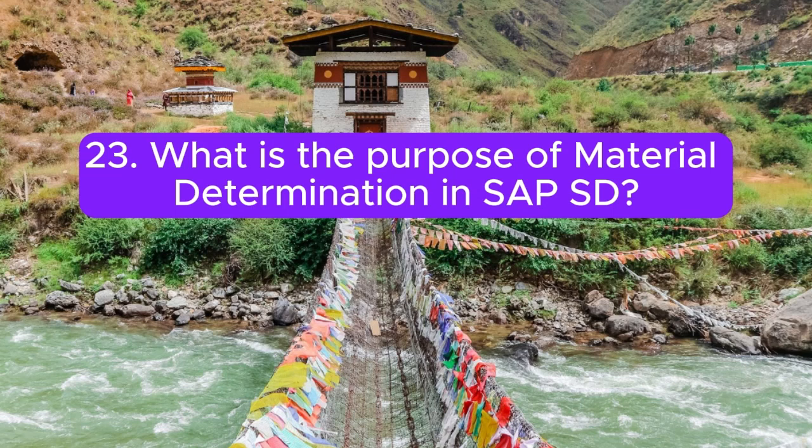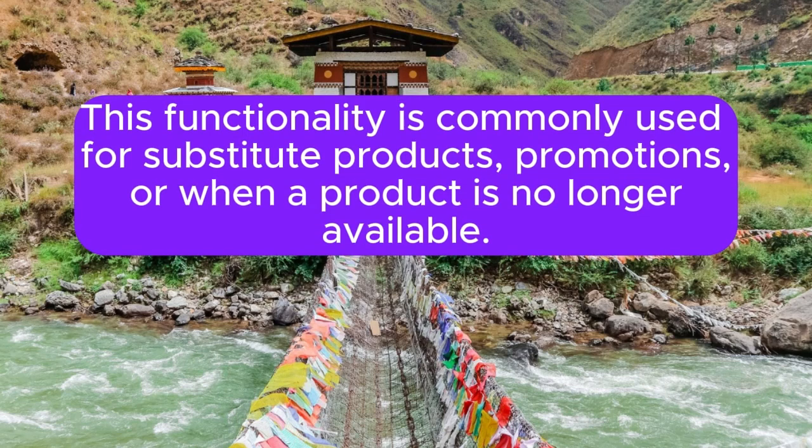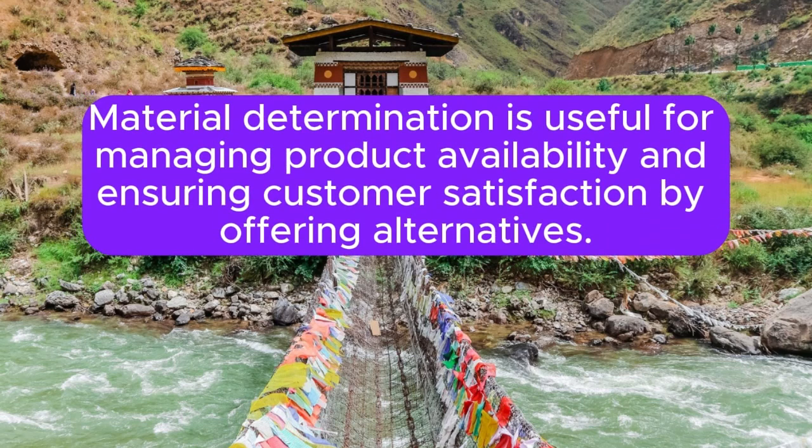23. What is the purpose of material determination in SAP SD? Answer: material determination allows you to automatically replace one material with another based on business rules. This functionality is commonly used for substitute products, promotions, or when a product is no longer available. Material determination is useful for managing product availability and ensuring customer satisfaction by offering alternatives.